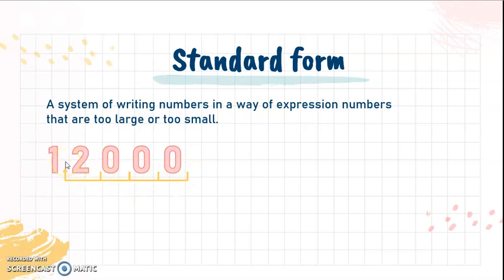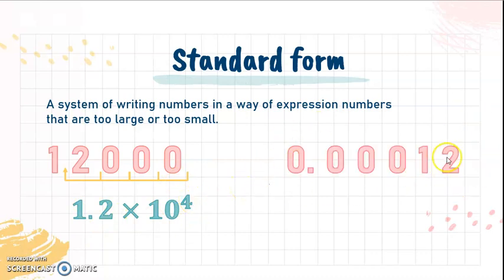Okay, so the answer will be 1.2 times 10 to the power of 4. Alright, so next, this is an example of a number that is too small. How do we express this in standard form? Now, you see there's a decimal point.